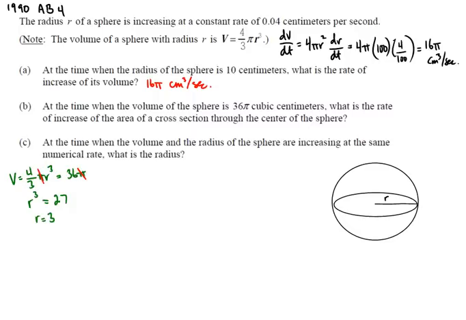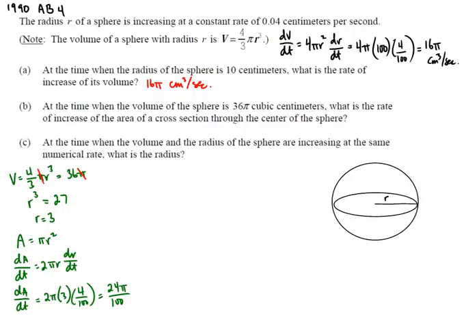Now we're looking for dA/dt, and so A is pi r squared, and dA/dt would be 2 pi r dr/dt. We know that r is 3, and we know that dr/dt is 0.04, or 4/100ths, giving 24 pi over 100, or 0.24 pi. The unit, since this is area, would be centimeters squared per second. And so that gives us part B.